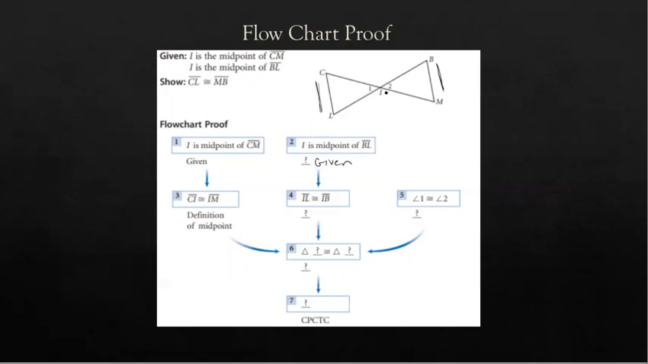If I is the midpoint of CM, then CI is congruent to IM. Well, that's because that's the definition of a midpoint, that the two segments on either side will be congruent. So if that's true of CM, what about LB? I think we can safely say that IL is then congruent to IB. And again, definition of a midpoint.